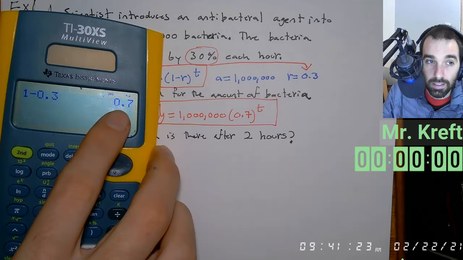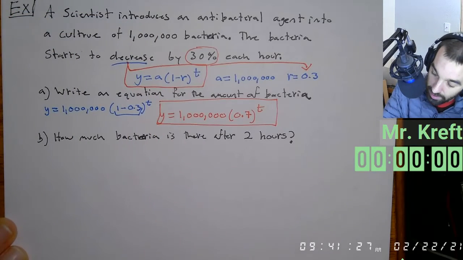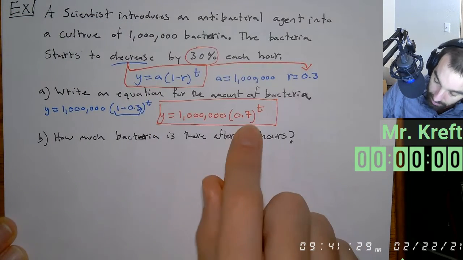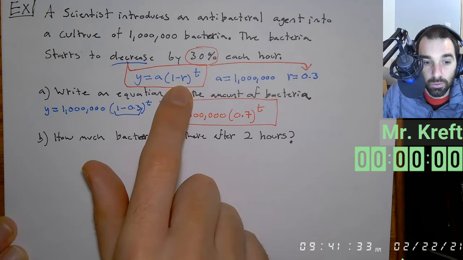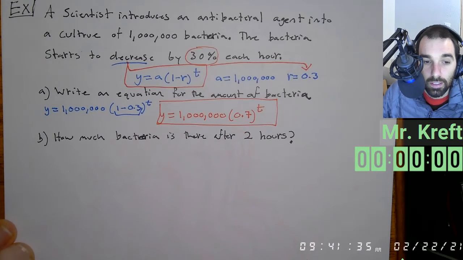Right, and this is the part that makes the decay difficult, right? We have that extra step. We can't just put in 0.3 here. So it's 1 minus 0.3, and that's how I got 0.7.